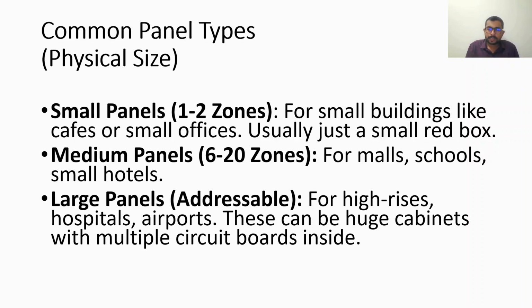Then we have medium panels. The number of zones in those panels will be more. These panels will be installed in medium buildings such as schools, small hotels, malls, etc. Then we have the large panels. These panels have so many zones, we can program them, and they are normally used in high-rise buildings, hospitals, airports, etc. These are huge cabinets with multiple circuit boards inside. So we have small panels, medium panels, and then large panels.